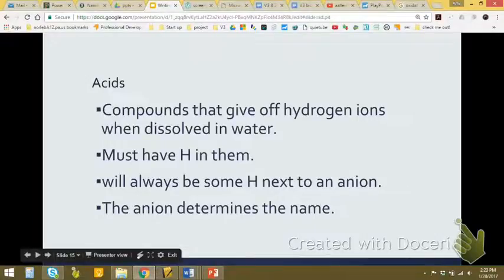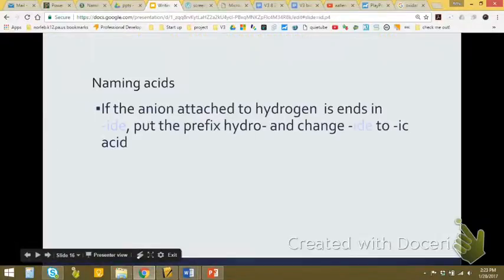So the anion, for example, in HCl, is what determines the name of that particular acid. If the anion attached to hydrogen ends in ide, you put the prefix hydro for hydrogen, and then you change the ide to ic and add the word acid at the end of it.